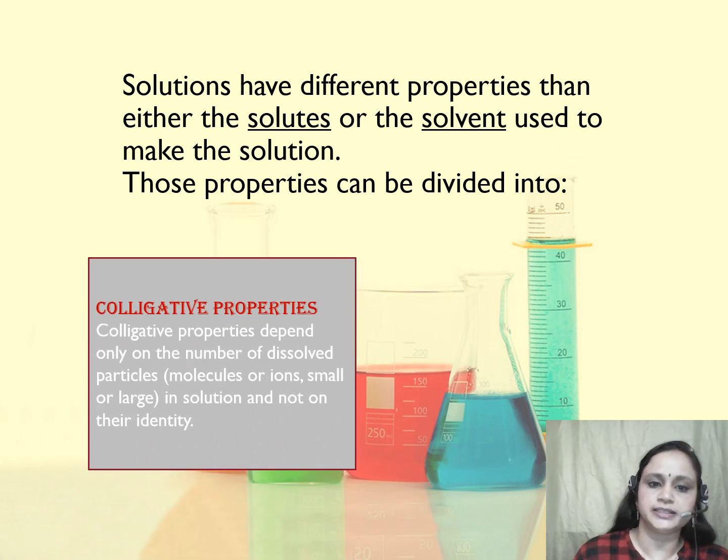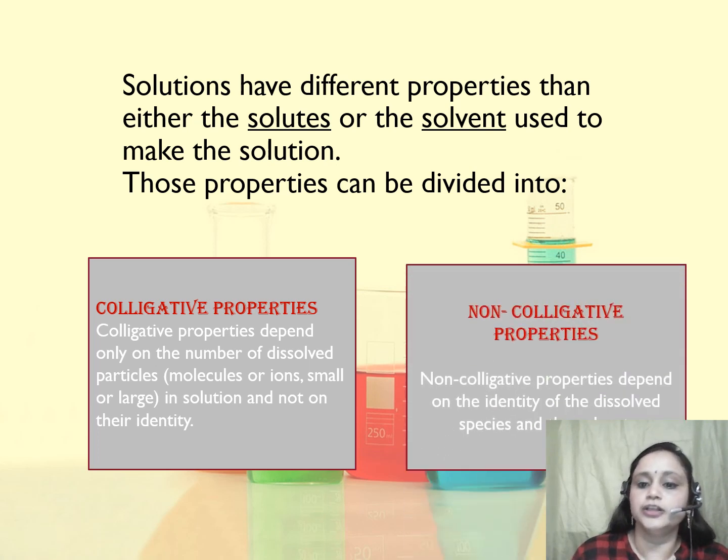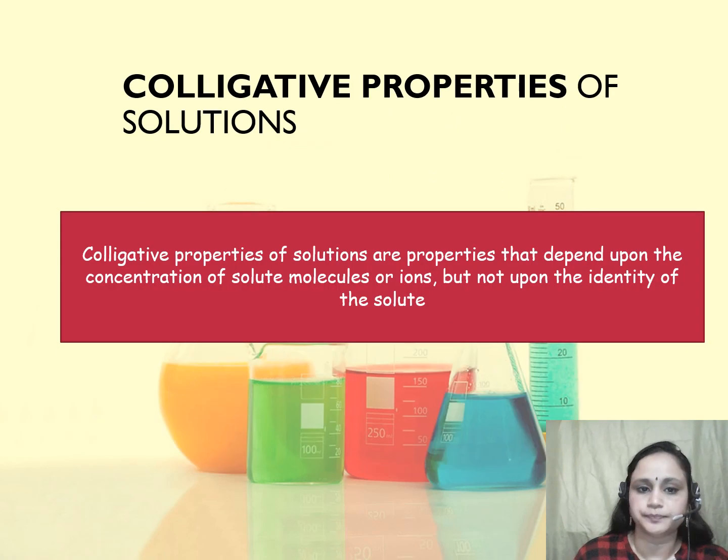These properties can be divided into two main categories: the colligative properties, which depend only on the number of dissolved particles. The particles can be molecules or ions, small or large, but it does not depend upon their identity. Whereas the non-colligative properties depend upon the identity of the dissolved species. In this chapter, we are going to specifically deal with the colligative properties of a solution, which depend upon the concentration of the solute.